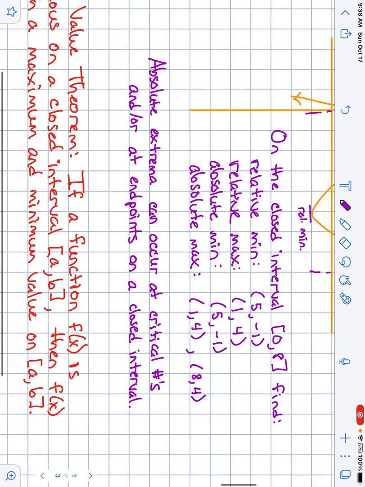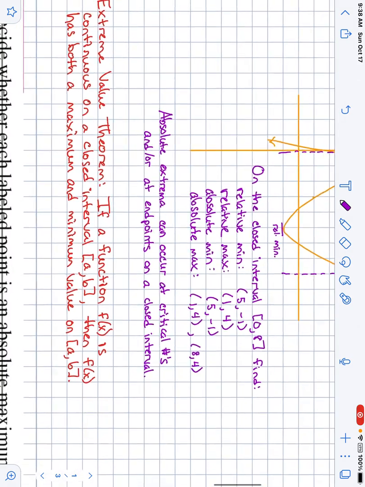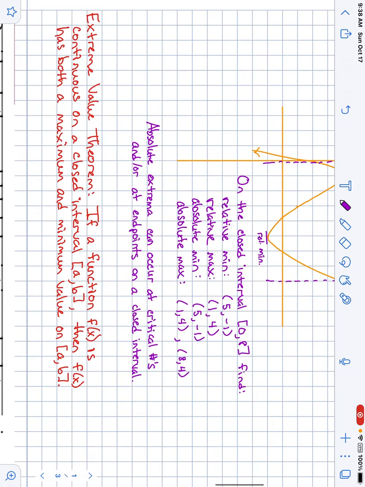Okay, something that you need to know exists is the extreme value theorem. This is saying that if a function is continuous on a closed interval, then there is both a maximum and a minimum value on that interval. Guaranteed. That is the extreme value theorem. Always a minimum, always a maximum on any closed interval, as long as the function is continuous. Something you need to know, nothing really important, just know that this exists.